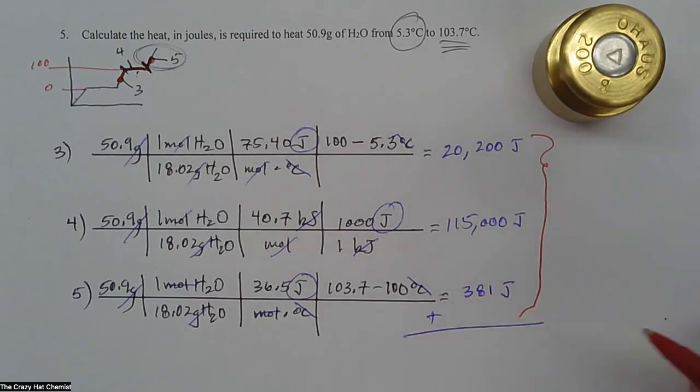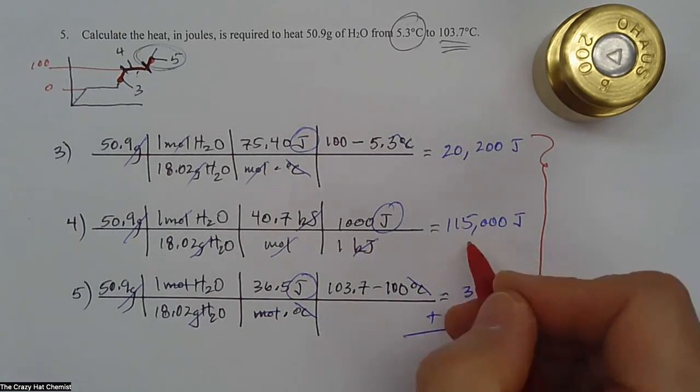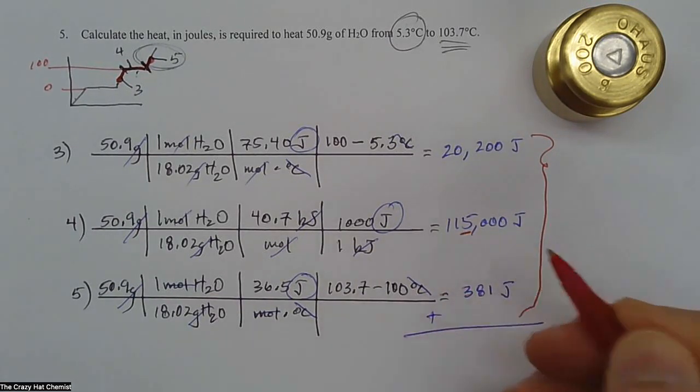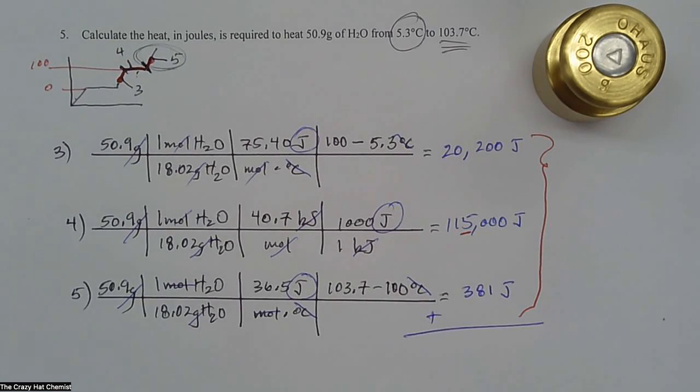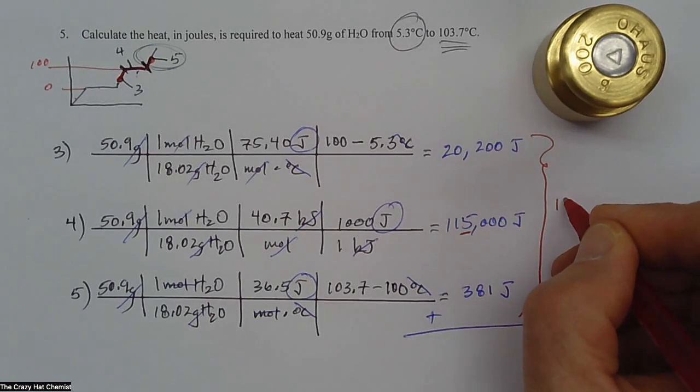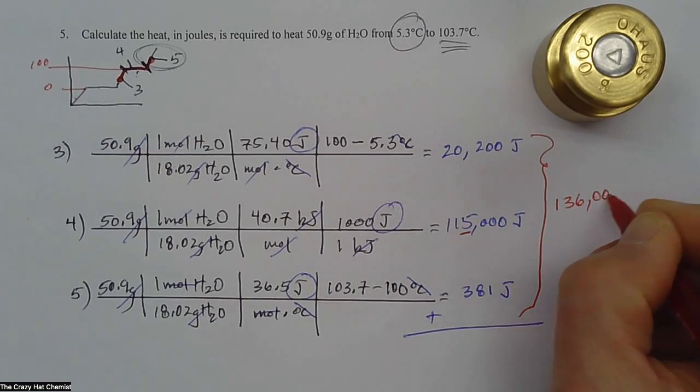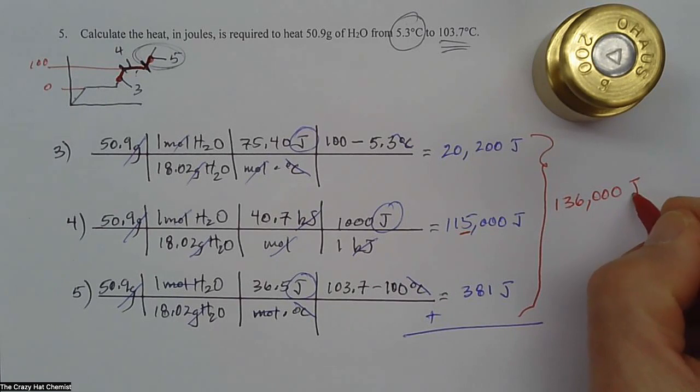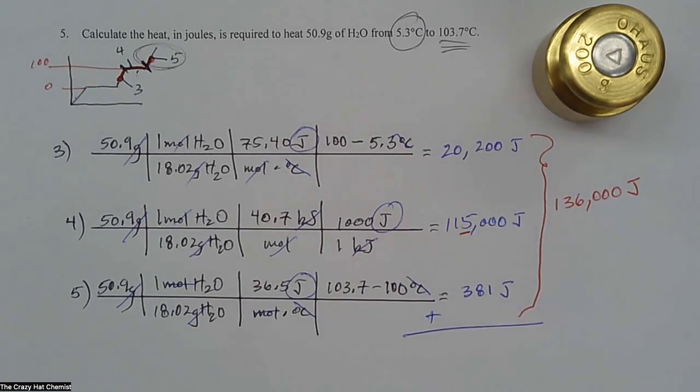Then what we're going to do is sum all these up. I'm going to use the least precise measurement, which is this one right here, and its precision is in the thousands column. So when I add these up, I'm going to have a number rounded to the thousands column. So I'm going to have 136,000 joules. And that is my answer right there.